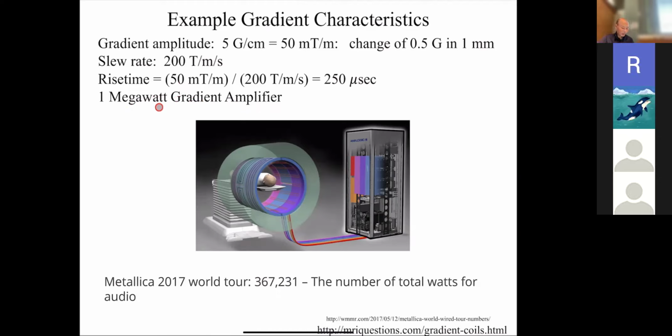Just as a point of reference, this is a pretty old fact, but if you wanted to power a rock concert, I think this was the Metallica World Tour, it was 367 megawatts. So one of these would be sufficient to power a rock concert. Okay. So it's a lot of power. If you are working around an MRI system, that is a very high power thing. Definitely don't want to touch it. It's got a lot of power in it.